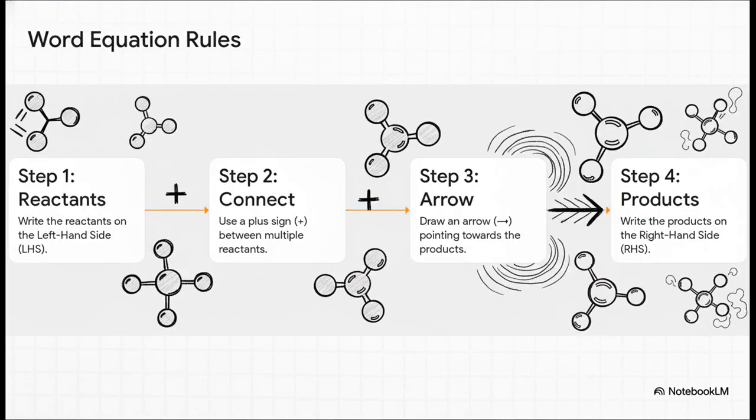So there are a few simple rules, a sort of grammar for writing these word equations. First, you write your reactants on the left. If you have more than one reactant, you connect them with a plus sign. Then, you draw the arrow. This arrow is very important. It always points from the reactants towards the products, showing the direction of the change. And finally, you write your products on the right side.